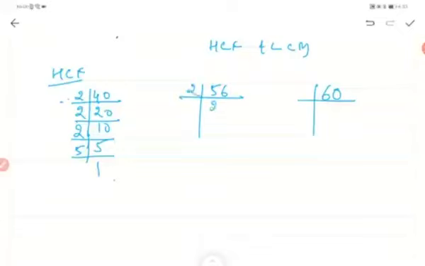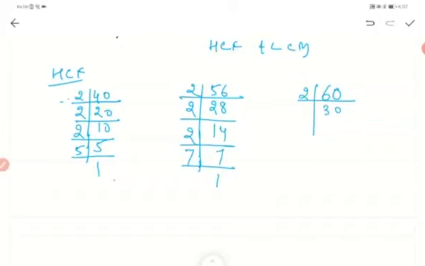For 40: 2 2's are 4, 2 8's are 16, 2 1's is 2, 2 4's are 8, 2 7's are 14, and it will go by 7, that is 7 1's is 7. What about 60? 2 3's are 6, 2 1's is 2, 2 5's are 10, so this 15 will not go by 2, by 3 it will go. So 3 5's are 15 and 5 1's is 5. Until we get 1, you go on dividing.